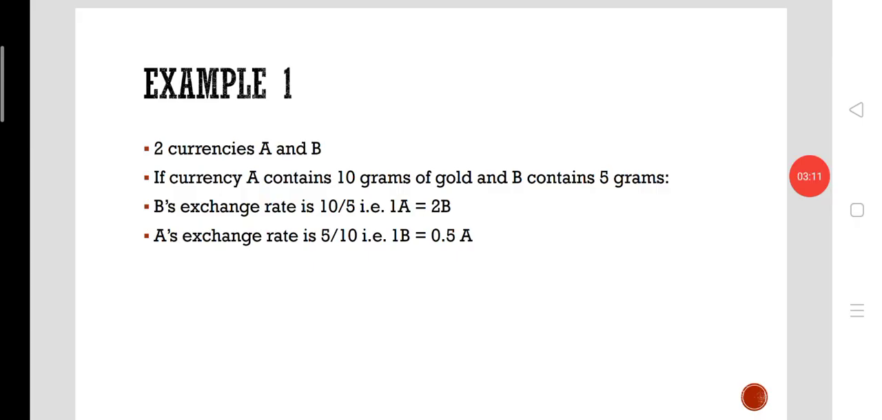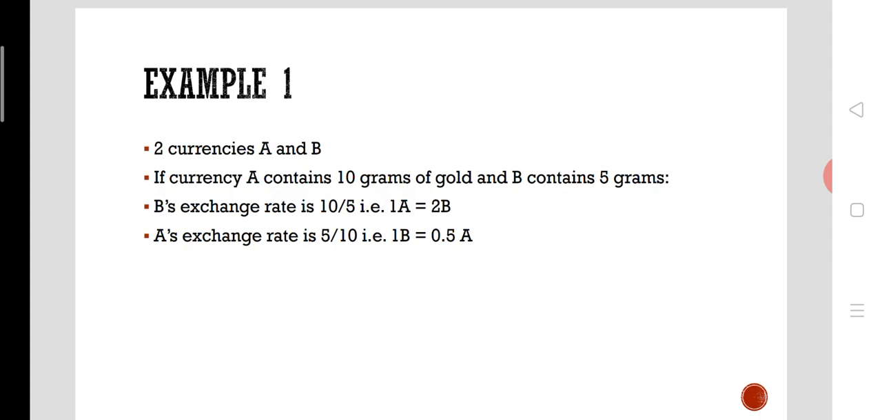So let us look at a couple of examples for comprehending the mint parity theory. In the first example, we have two currencies, currency A and currency B. If currency A contains 10 grams of gold and currency B contains 5 grams of gold, that means the value of currency A is equal to 10 grams of gold and the value of currency B is equal to 5 grams of gold. Then how is the exchange rate between currency A and currency B determined? It is determined on the basis of the metallic content of these two currencies. So how do we do that?